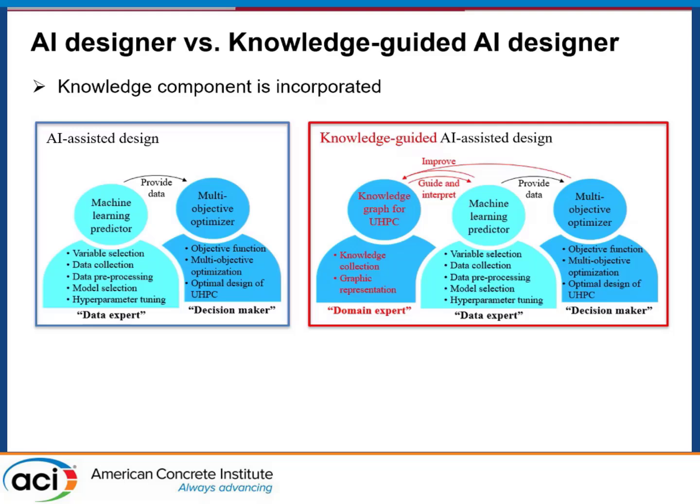And in our current AI-assisted design framework, we only consider two components. One is the data expert to predict the concrete properties, and the other is the decision maker to optimize the UHPC mixtures. Now in the newly proposed knowledge-guided AI-assisted design framework, we consider one more component, the knowledge. We have added a domain expert, or the knowledge graph, to this framework, and the knowledge graph will be able to guide the data expert to improve the accuracy of the prediction model, and also interpret the prediction results. And also, any information from the decision maker will help to enhance the knowledge of the domain experts.